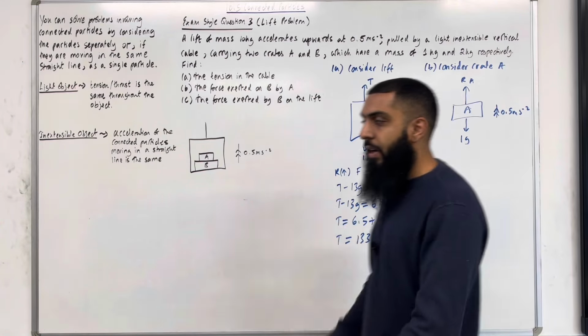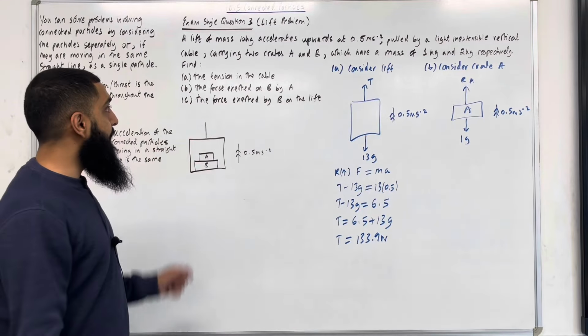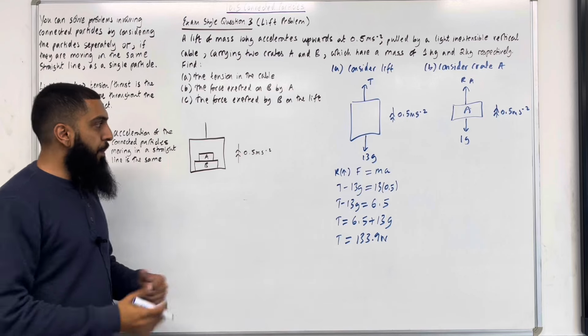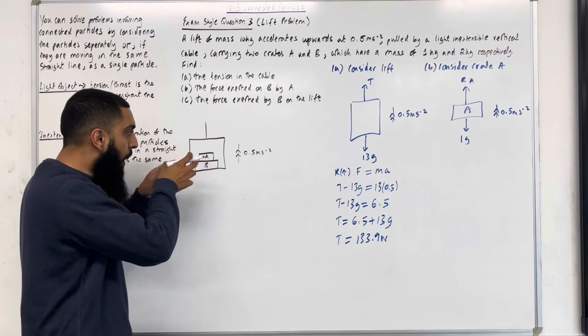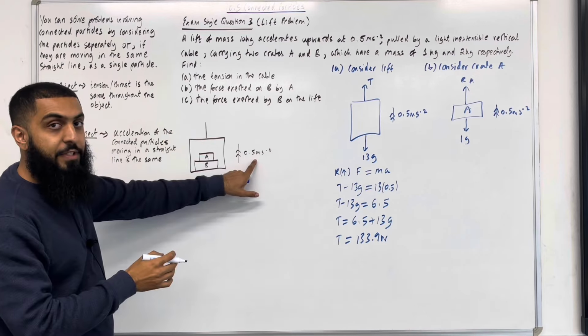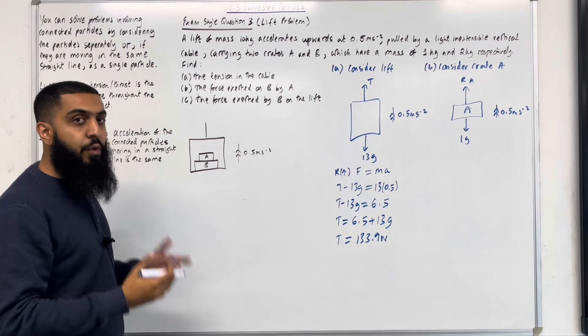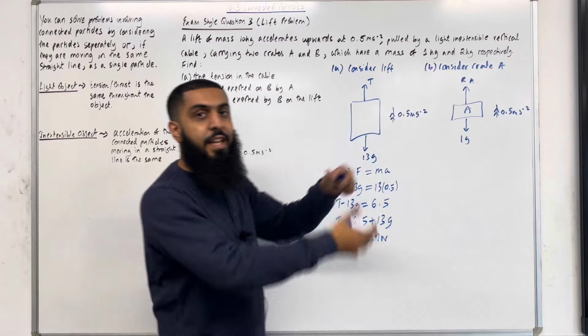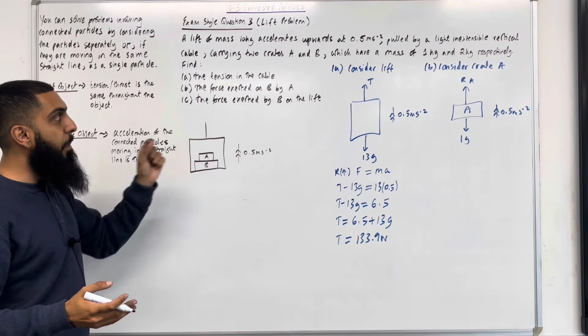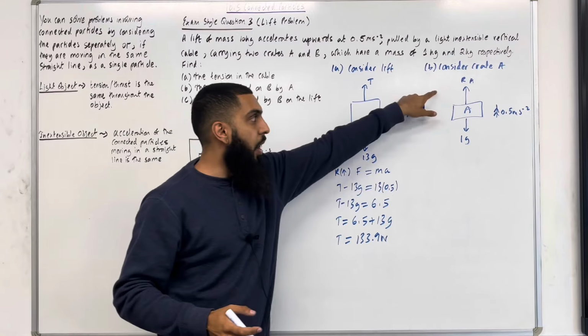Okay, now let's try and understand part B. It says find the force exerted on B by A. Now for A to remain on B as the lift accelerates vertically upwards at 0.5 meters per second squared, there has to be a force equal to RA acting in the opposite direction. So essentially, to find the force exerted on B by A, we need to work out RA.